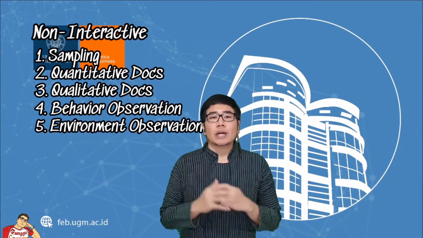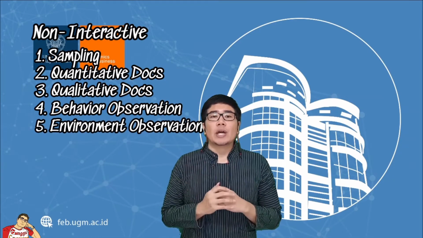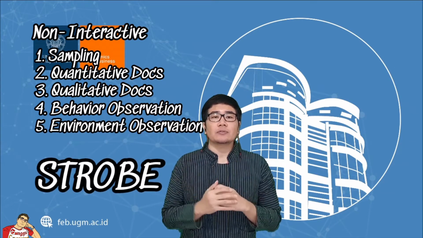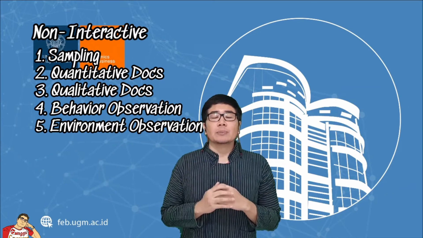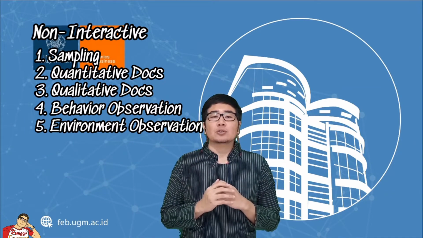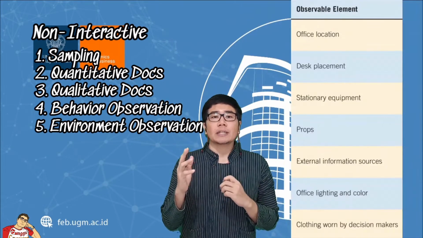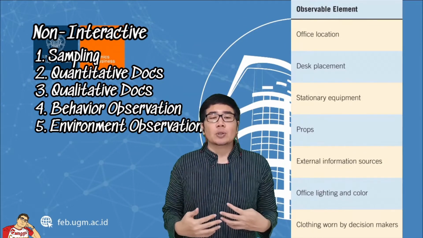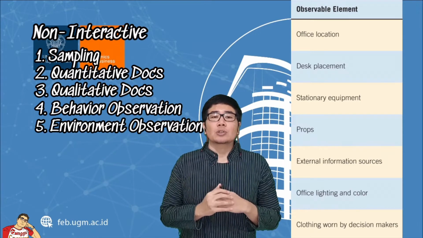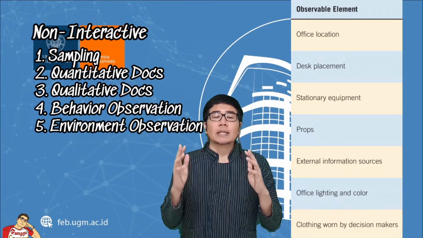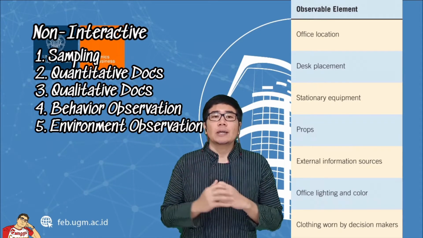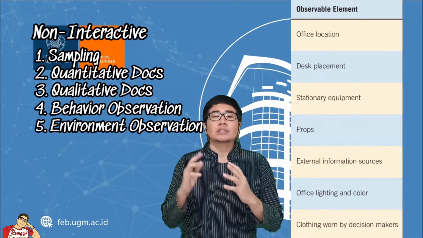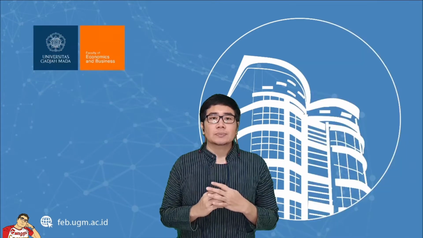The last method is the observation of the environment. Analysts can use STROBE, or structured observation of the environment, methodology by looking at some items in the business environment. There are 7 observable items, starting from the location of the office to the clothing used by decision makers, to ensure how the environment can affect their decisions based on the information generated by an information system.